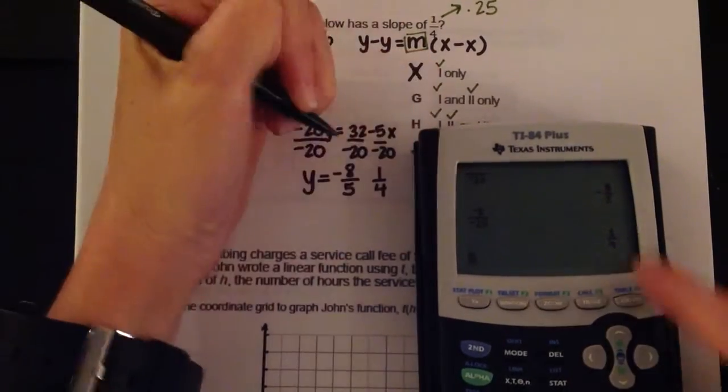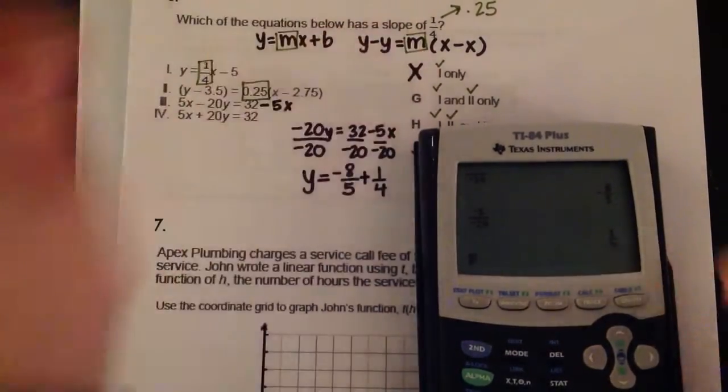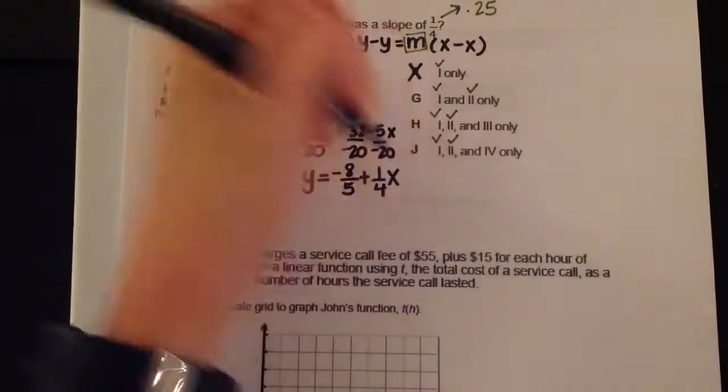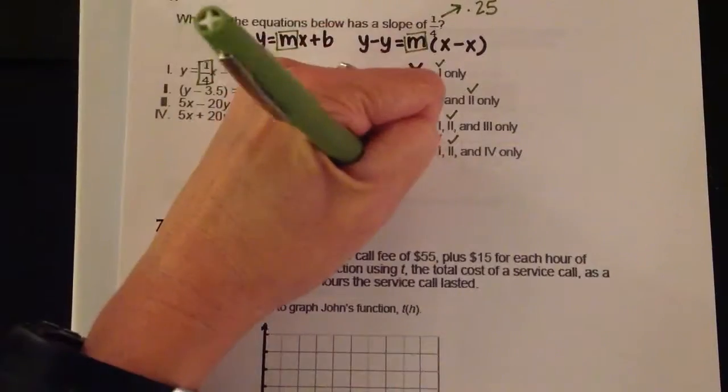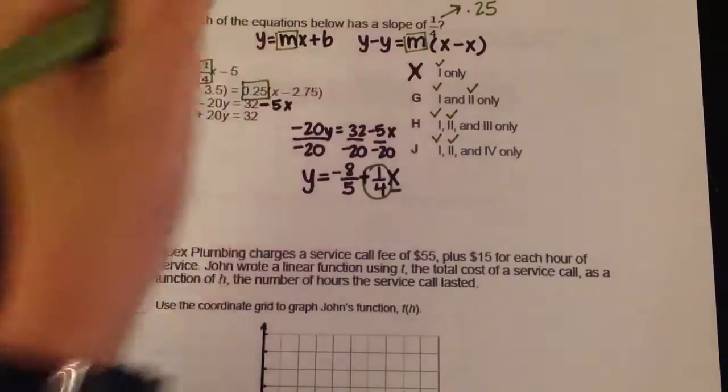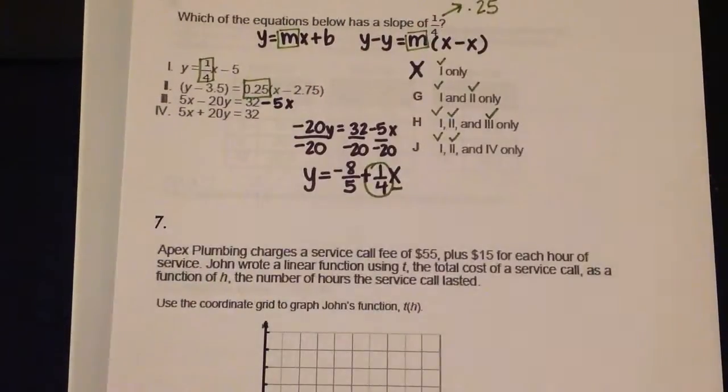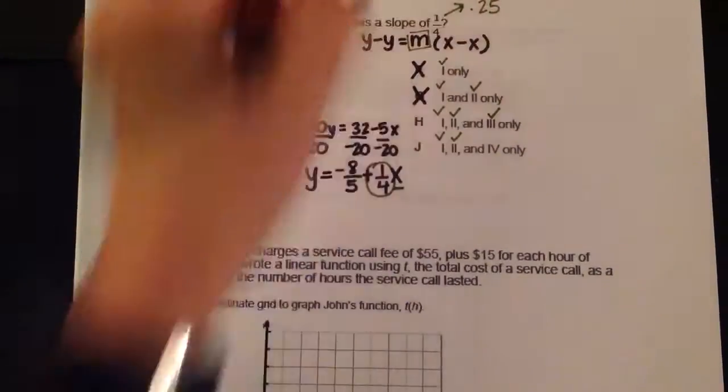The sign of my 1/4 in my calculator is positive, which means I have to use the addition sign, and I can't leave off my x. Now it is in y equals mx plus b format. I'm looking for the number on x to mark my slope, and my slope is a positive 1/4. So it does have option 3 in there, which means that G is out because it did not include option 3.